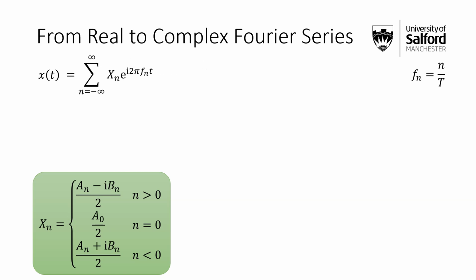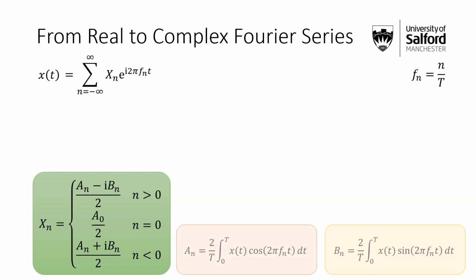So let's take a look at how these xn are computed. In our real valued Fourier series, we had these two integrals that allowed you to calculate the an and bn coefficients. It was the signal multiplied by either a cosine or a sine wave at the frequency of the harmonic in question, integrated over the time period, and then multiplied by 2 over t, the big time period. So let's see how that works out. So xn, I'll take the positive frequency for what it's worth, is an minus ibn over 2 if n's greater than 0.